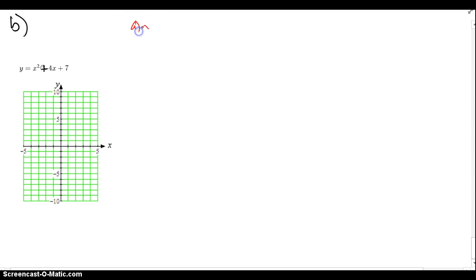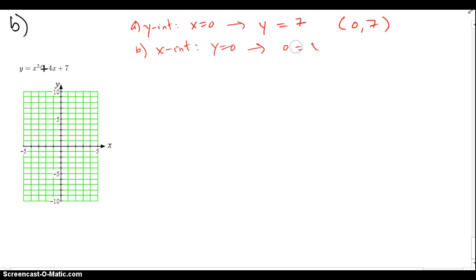So I'm going to say y-intercept, automatically make x 0. When I make x 0, these x parts drop, and I just get y equals 7. So coordinates 0, 7. B, we'll go through it quickly. X-intercepts make the y 0. Always, when I make the y 0, I get 0 equals x squared plus 4x plus 7. This guy is not factorable, so I have to use either completing the square or, better yet, the quadratic formula.